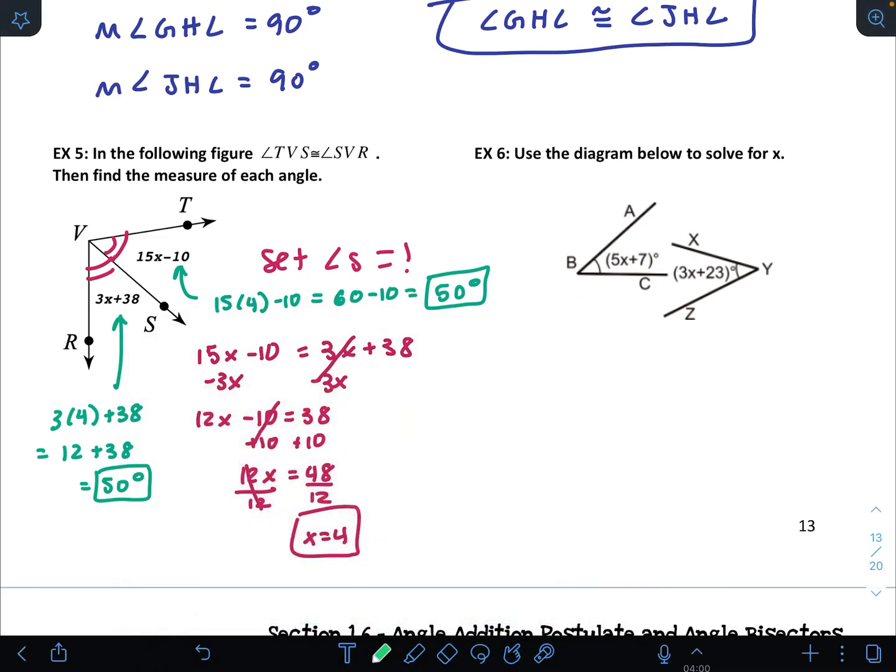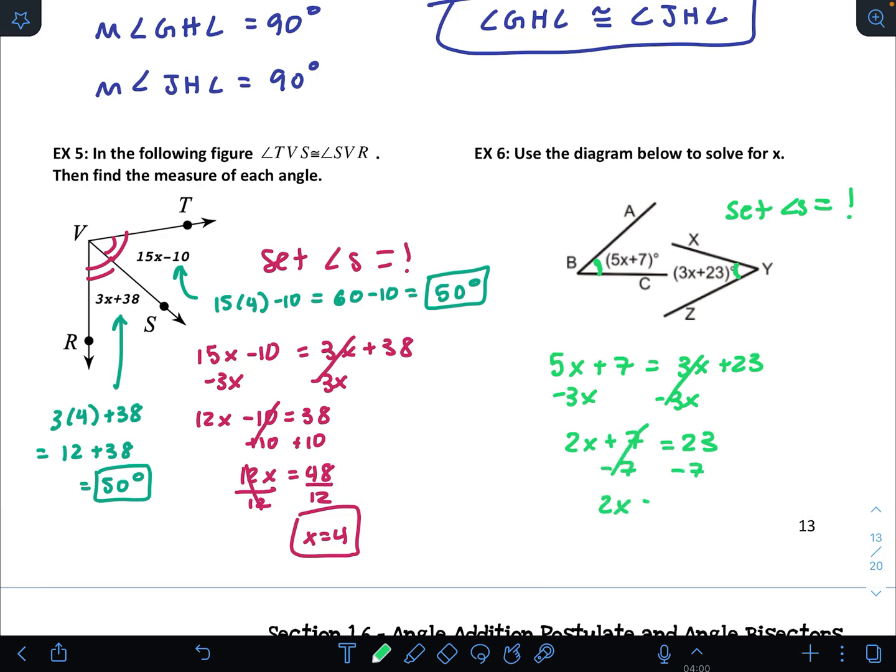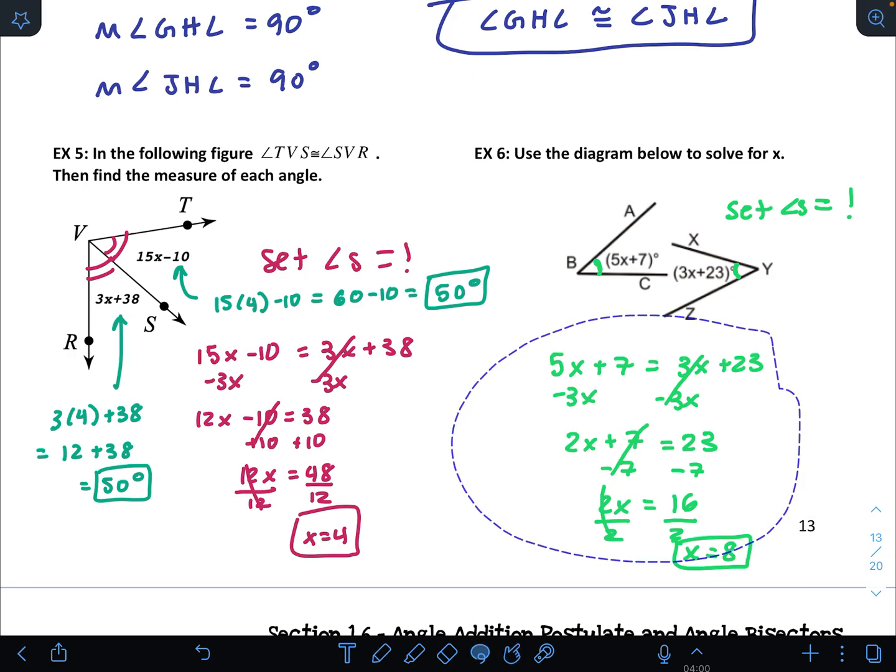And then last but not least, example 6. Again, we are told to use the diagram. We are just solving for x in this. And then if you look, it's a little tricky, but they do give you those arcs to tell you, hey, those are congruent. So once again, we're going to set the angles equal to each other and solve. So 5x plus 7 equals 3x plus 23. I'm going to subtract 3x from both sides. I get that 2x plus 7 equals 23. I can then subtract 7 from both sides to get that 2x equals 16, and divide both sides by 2 to get that x equals 8, which is the final answer on that one.